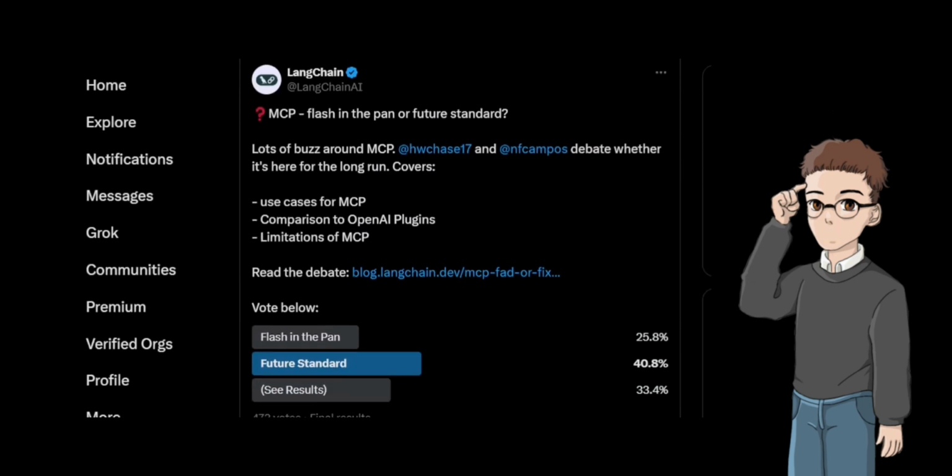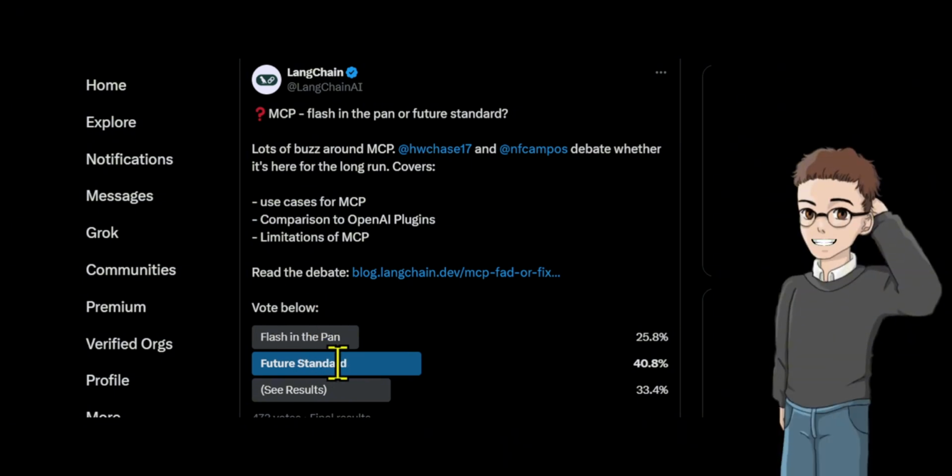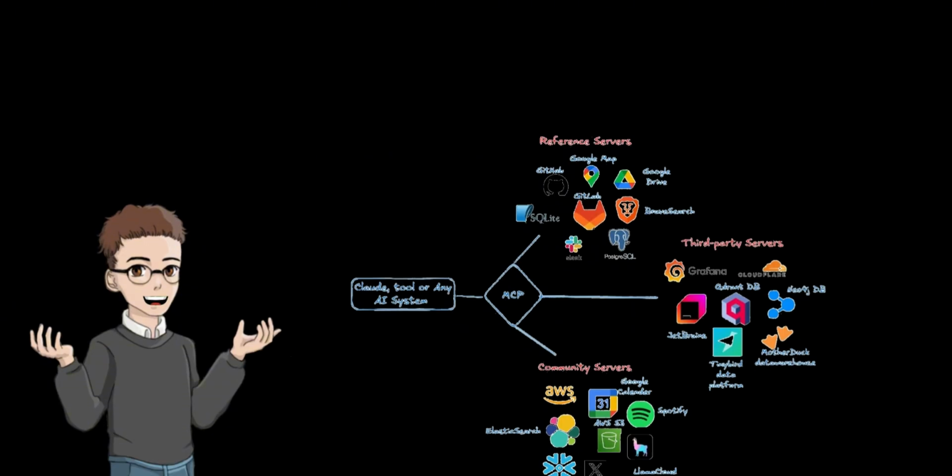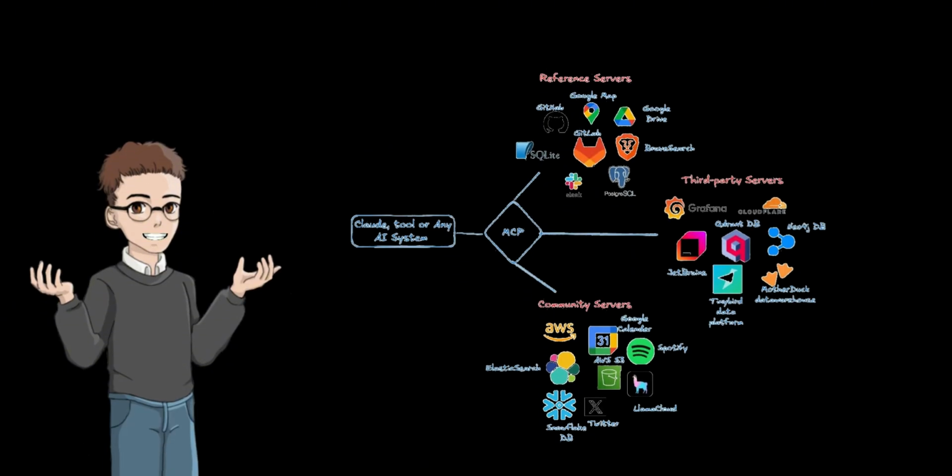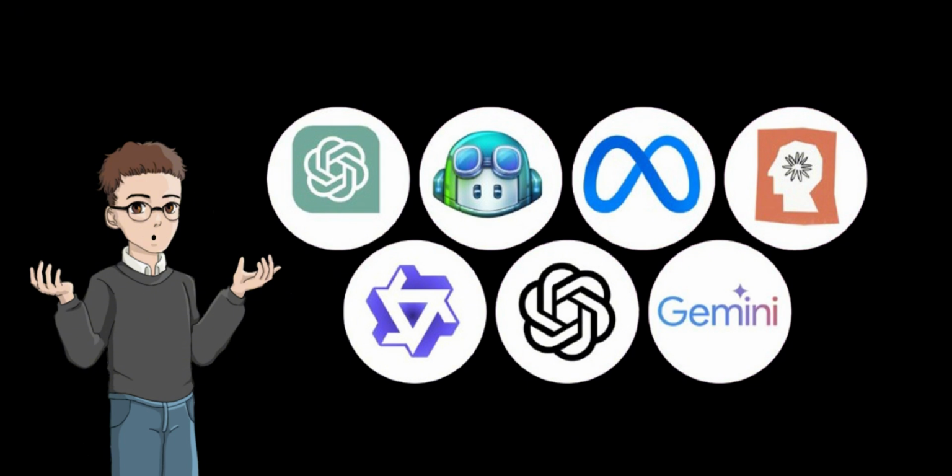LangChain also launched a vote on X. The results showed that 40.8% of people believe that MCP was the future standard, 25.8% believe that MCP was just a flash in the pan, and the remaining 33.4% chose to wait and see. MCP is still new, released in November 2024, but it already supports many services such as GitHub, Slack, and PostgreSQL. Since it is an open standard, it is surprising that it can be used with any LLM.